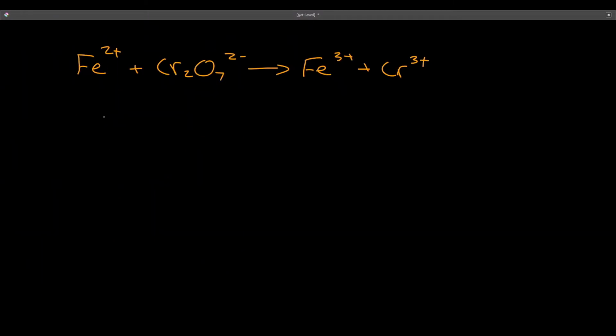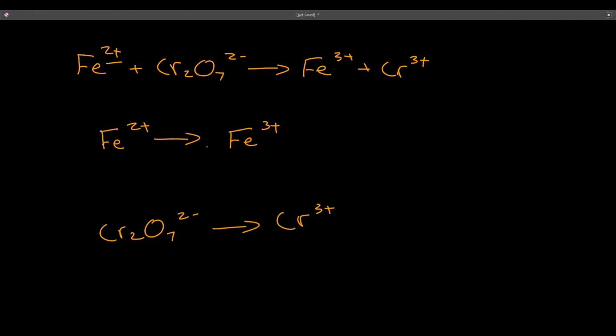So in this question, we're asked to balance the following reaction in an acidic medium. Following the first step, we have to separate this reaction into its oxidation half and its reduction half. Since we know that oxidation is losing, Fe2 plus loses an electron and becomes Fe3 plus. And then the second half will be Cr2O7 2 minus becomes Cr3 plus.